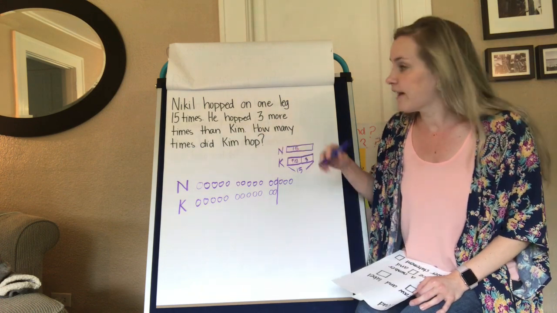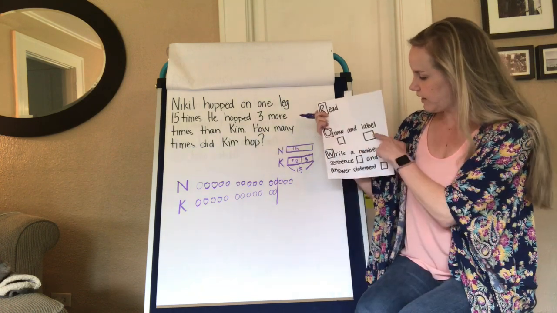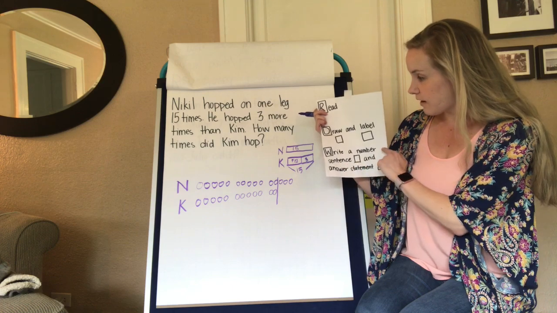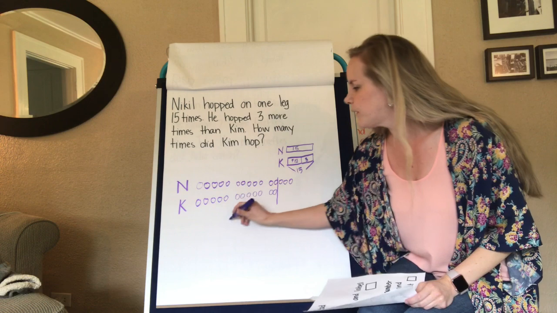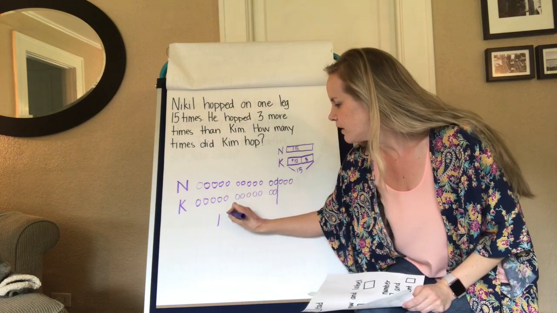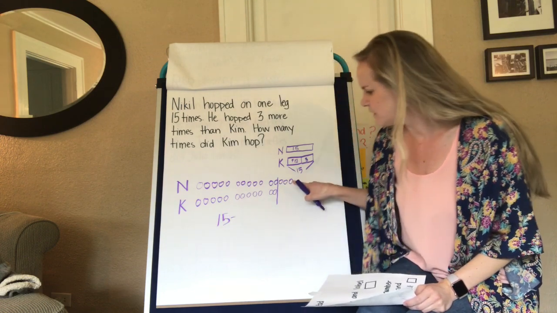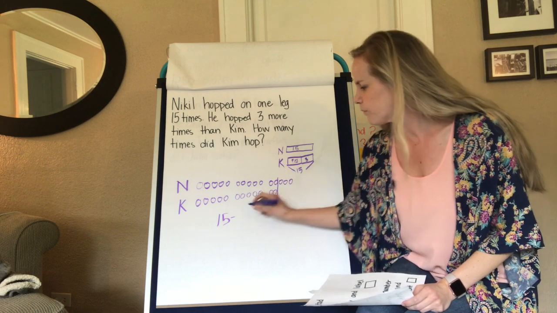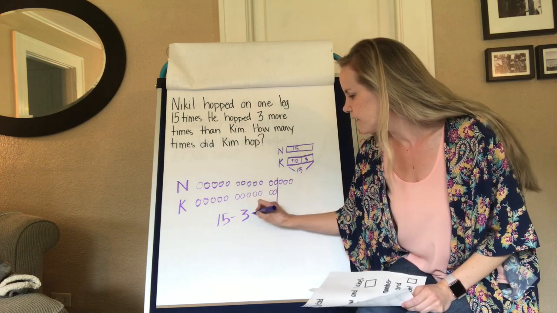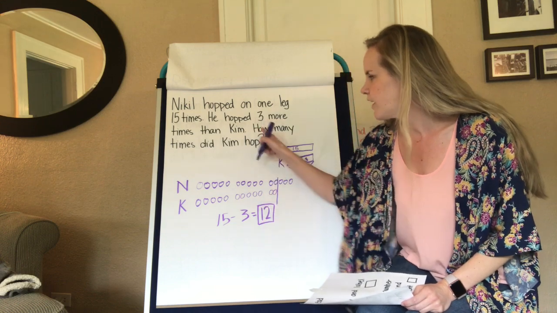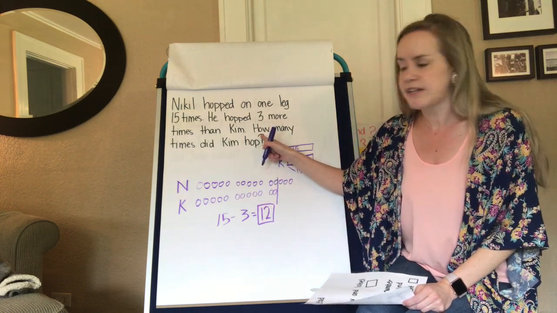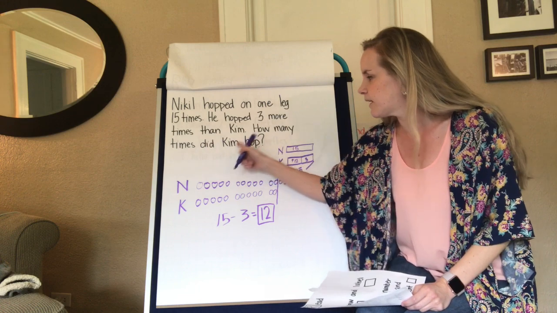So we drew and labeled, now we need to write a number sentence. So let's figure out, we knew that Nikhil had how many? 15. And how many did we subtract to find Kim? 3. And then we found the answer was 12. Let's answer the question for our statement. How many times did Kim hop?